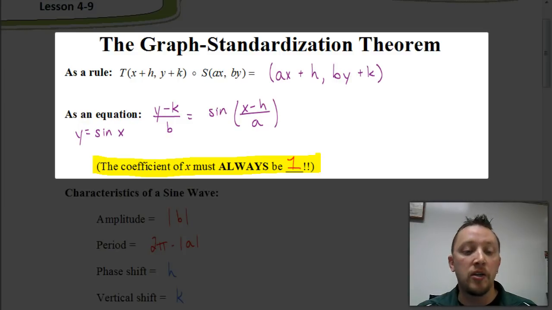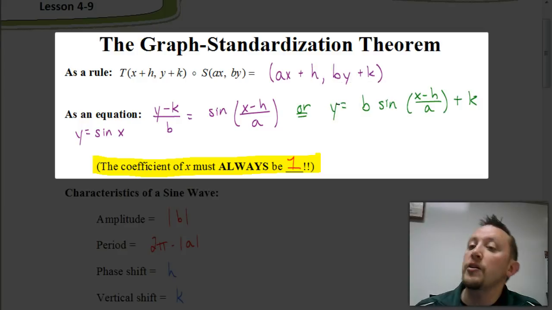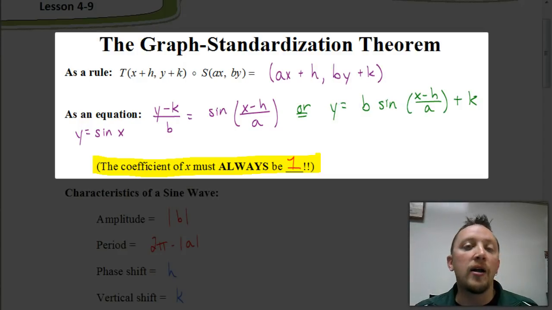Now we could rewrite this equation to look like what I have up here. All I've done here, the difference between what's in purple and what's in green, is that in green we're solving for y. So to solve for y, we'd multiply both sides by b, and then we would add k to both sides. So we get y equals b times the sine of the quantity x minus h divided by a, that value plus k.